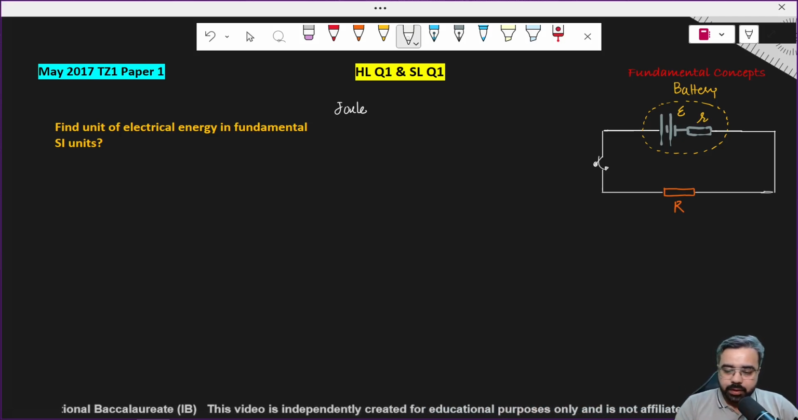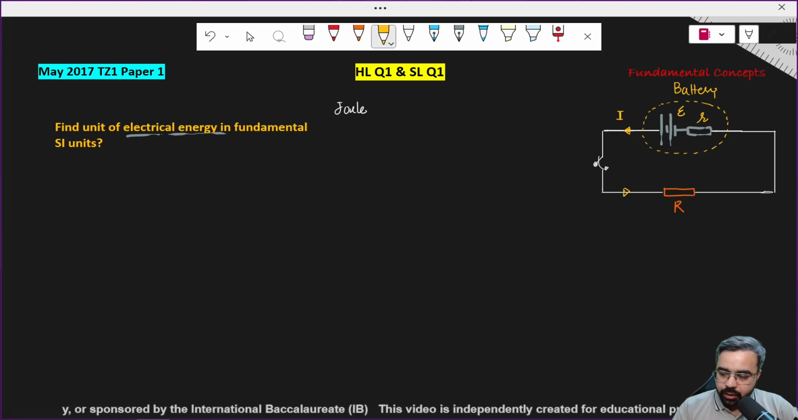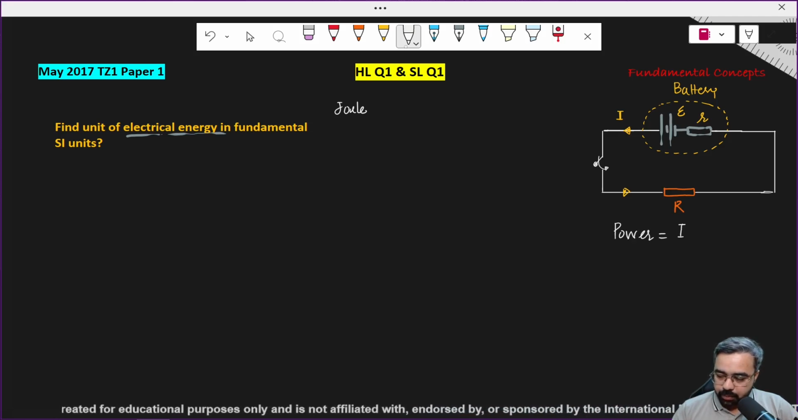Okay, so because they have mentioned here electrical energy, what is the electrical energy provided to this circuit? So, this is the current, a conventional current flowing to the circuit. So, what is the total power delivered to the circuit? The power is equal to the current multiplied by the EMF of a circuit.